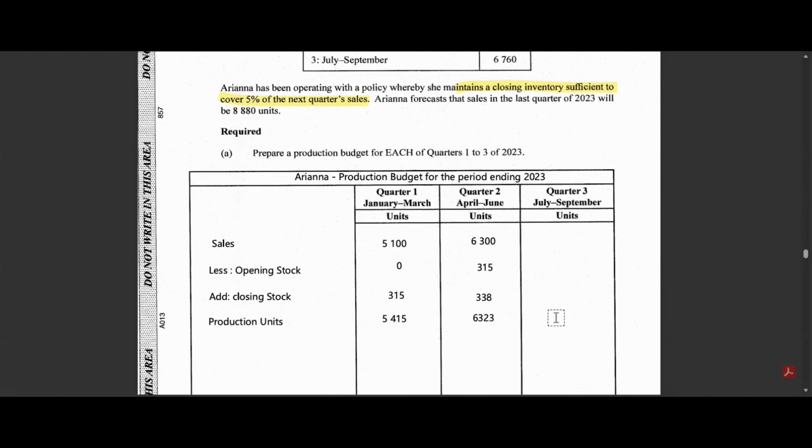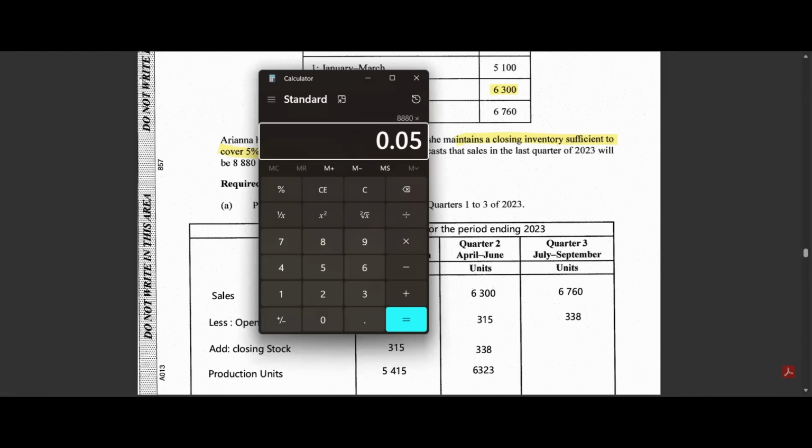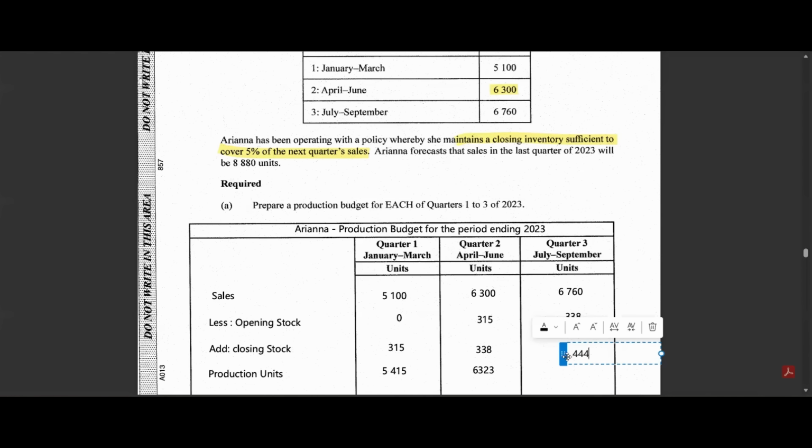Now let's move on to quarter three. Quarter three sales would have been 6,760 units, 6,760. Opening stock would be closing stock from the previous period. So opening stock would have been 338. Great. Our closing stock will now be 5% of the next quarter's sales. That's what they gave us in this note here. Next quarter's 8,808. So your closing stock will be 5% of that value, which is 440. Well, units, sorry. Keep on saying dollars. Those are units, right?